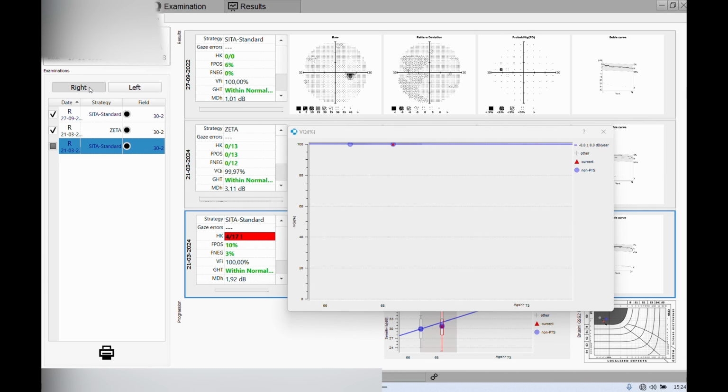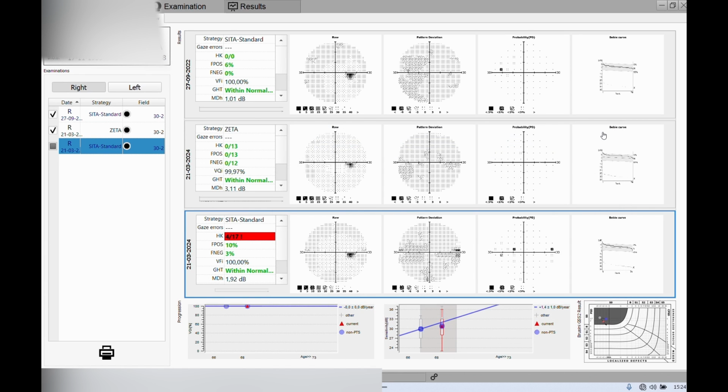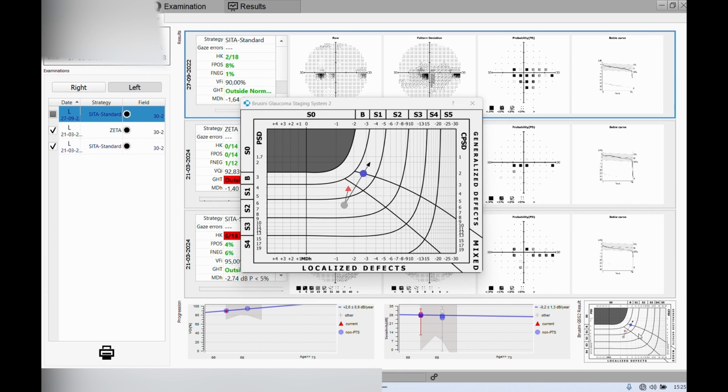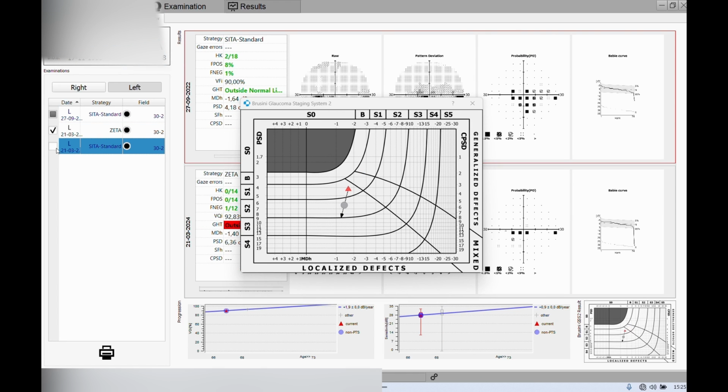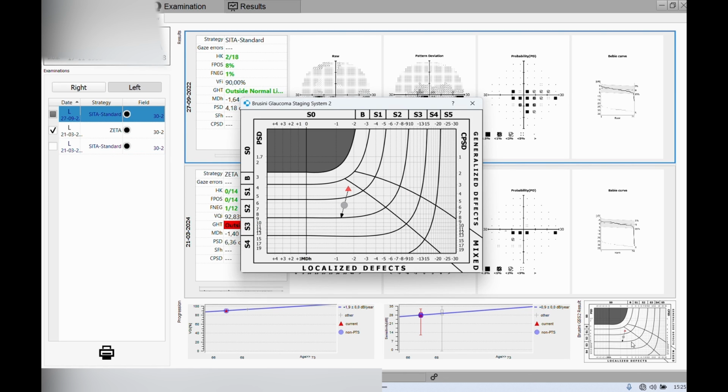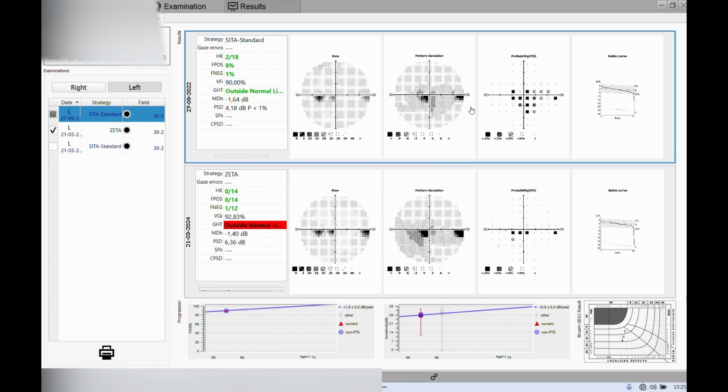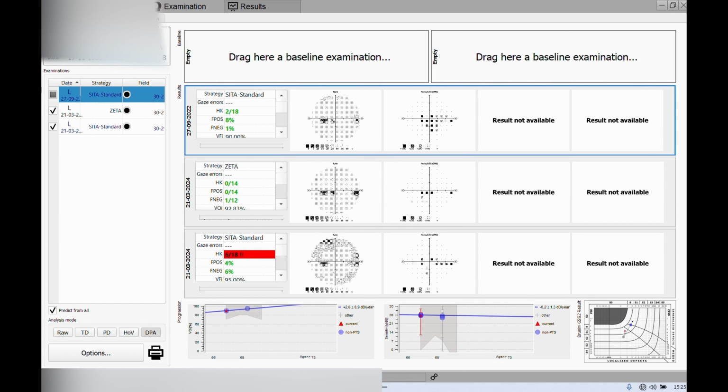And you can see that there is no difference between the parameters. There's also the Bruni glaucoma staging system plot. This is basically an interesting plot that shows you whether the visual field defects are generalized, localized or mixed. And here we can see that in this patient, this is going to be more localized, and the progression is more into localized defects rather than the generalized.